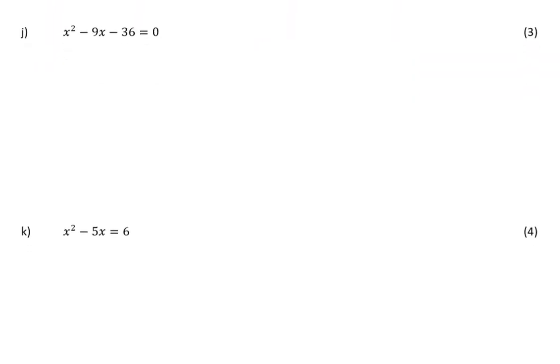Question J. It's quadratic. 3 marks. What's my first step? Make one side equal to 0. That's been done for me. Second step, factorize. Is there a highest common factor? No, I don't see any highest common factor, and it's 3 terms, so it's a trinomial.